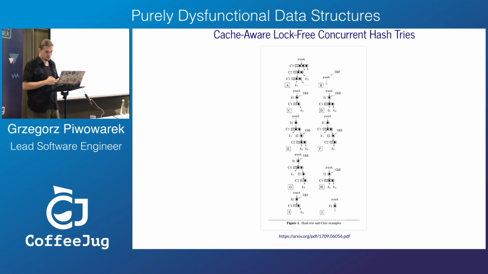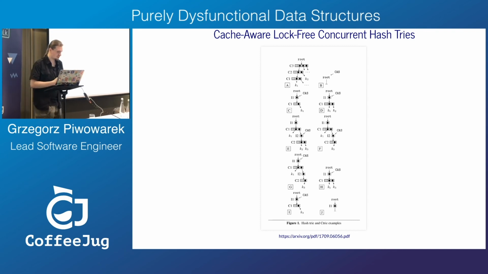But the concept itself is quite good, quite interesting. So if you go and see, let's say, what Martin Odersky came up with, there are papers like cache-aware lock-free concurrent hash tries, which provide the same ideas, but in immutable versions, for cache-aware and very efficient concurrent structures imitating hash maps this way.